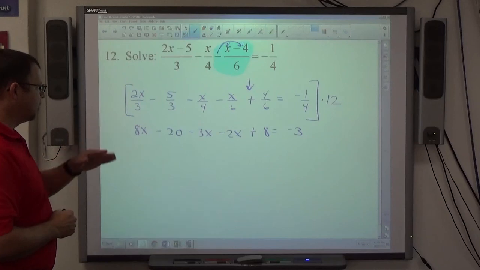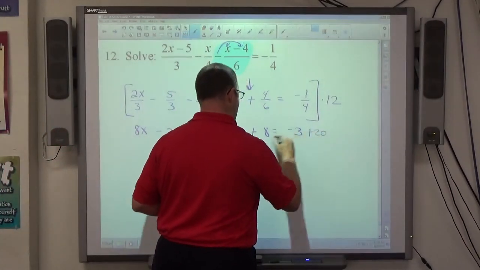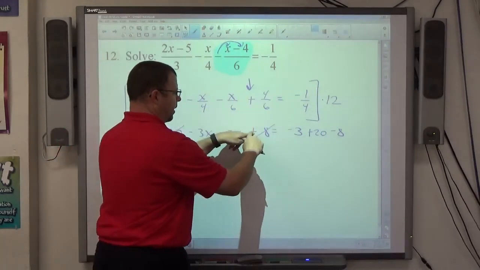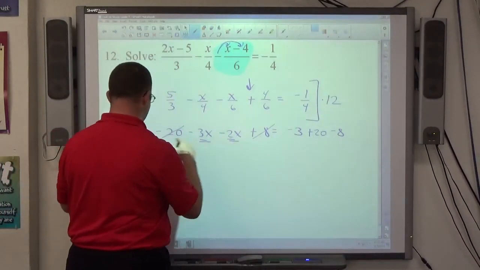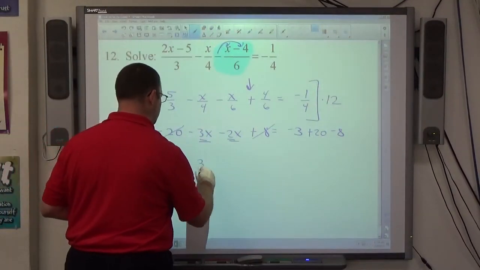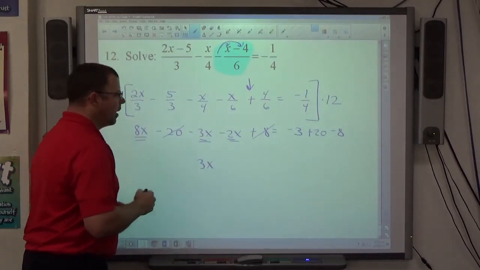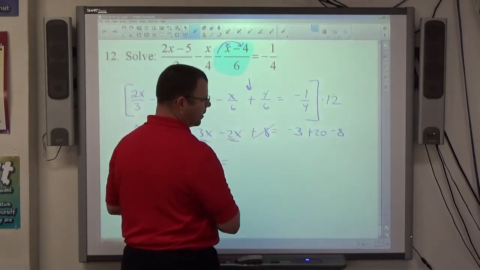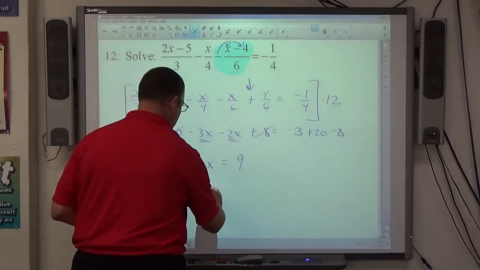At this point, I got a bunch of x's on the left, so I'm going to move the minus 20 and the plus 8 to the other side. Minus 20 moves over as a plus, and plus 8 moves over as a minus. This, and this, 8 minus 3 minus 2 makes positive 3x. 8 minus 3 is 5, 5 minus 2 is 3. Equals, and on the right side, 20 minus 11 is equal to 9. And if 3x equals 9, that means x equals 3.